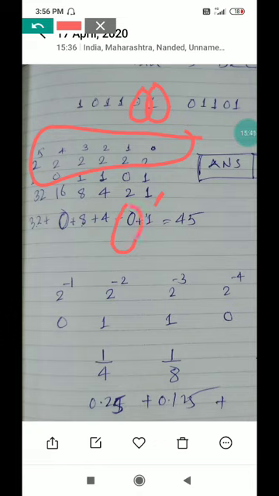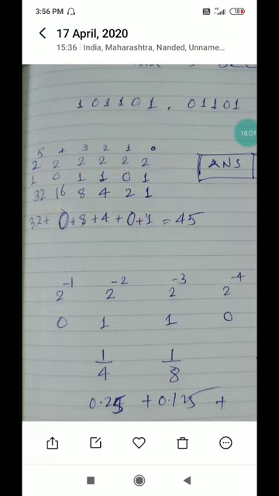Similarly, wherever there is 1, that power is considered. Wherever there is 0, that power is not considered. The exact values of the positions are written in the last row: 1, 2, 4, 8, 16 and 32. Okay, so the final answer for this one is 32 plus 0 plus 8 plus 4 plus 0 plus 1, which is equal to 45.